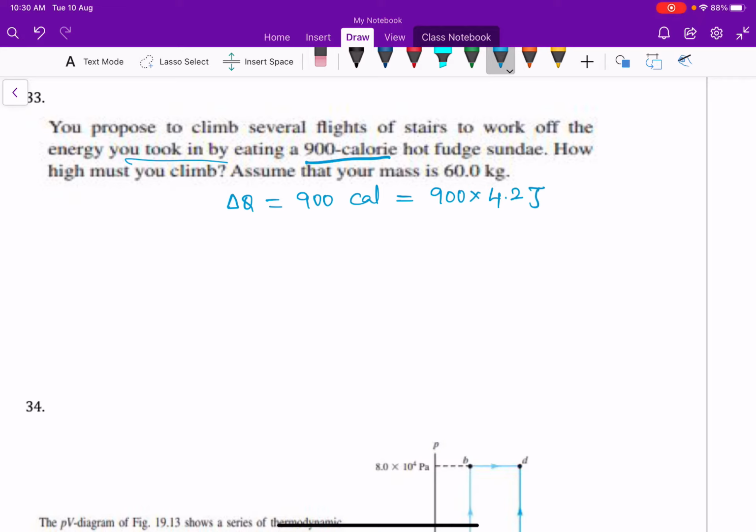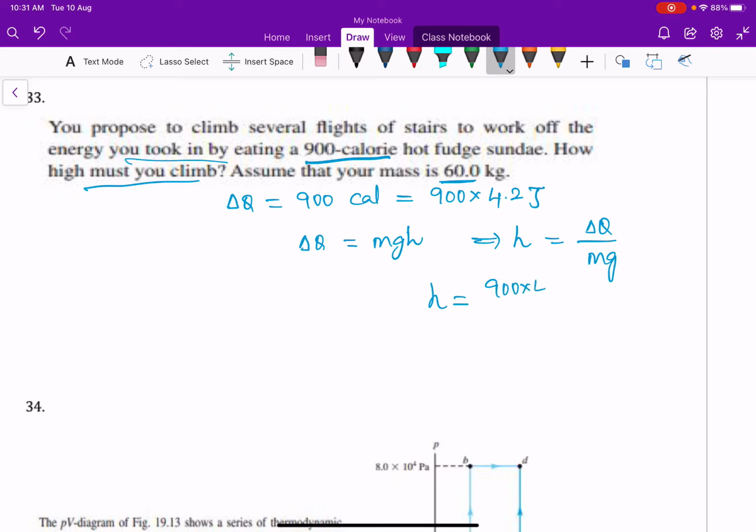How high must you climb in order to waste your extra energy? Assume that your mass is 60 kg. So how high should you climb? From conservation of energy, delta Q, the heat energy given to the system, is equal to mgh. So height h is equal to delta Q divided by m into g. So h is equal to delta Q, which is how much?